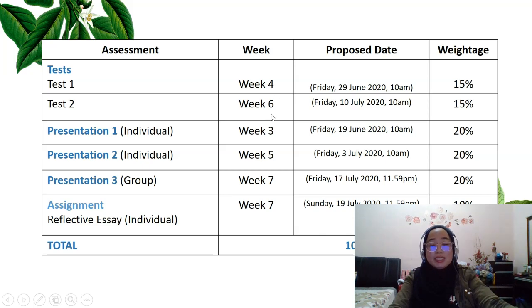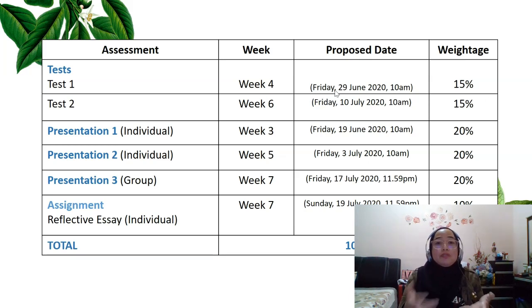Week 4 and week 6, please make sure that you are available during these times and also have a very good internet connection. Again, if you have any trouble or problem trying to access the internet, or have some difficulty getting a laptop or some device to do the test, please inform me well in advance, so that I can consider giving you a different alternative for your test.